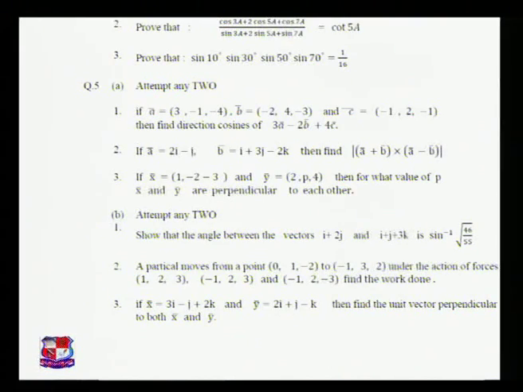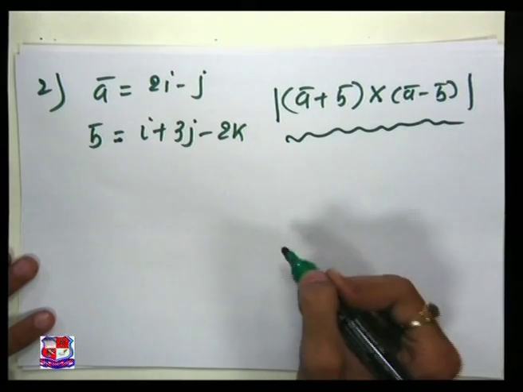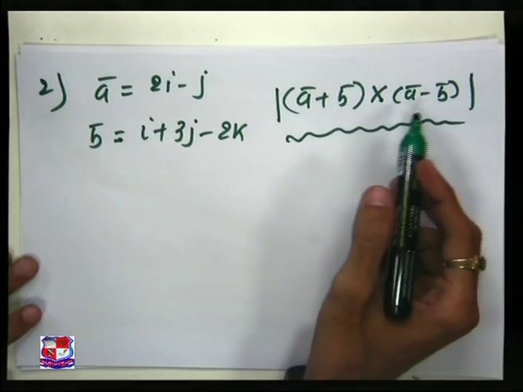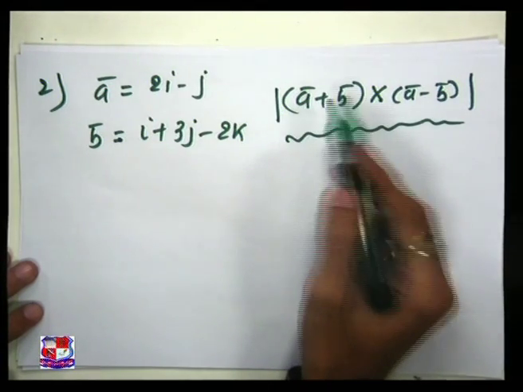Let us quickly move to the second question. Here it is given that a bar is equal to 2i minus j and b bar is equal to i plus 3j minus 2k, then find the modulus of a bar plus b bar cross a bar minus b bar. So first of all we need to find a bar plus b bar and a bar minus b bar.